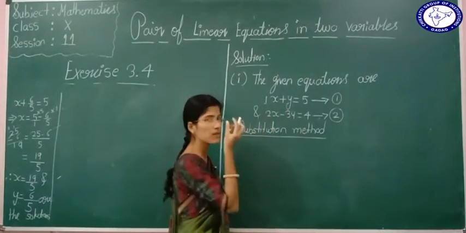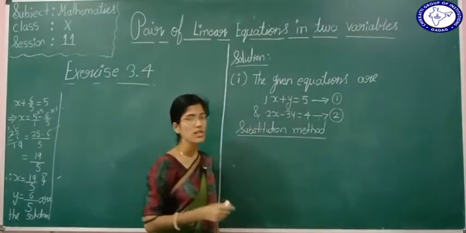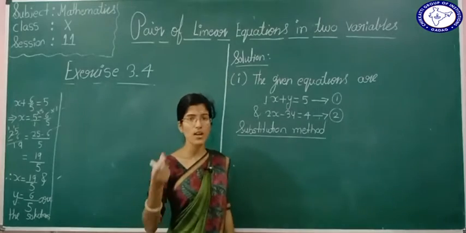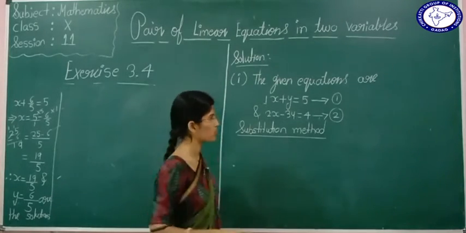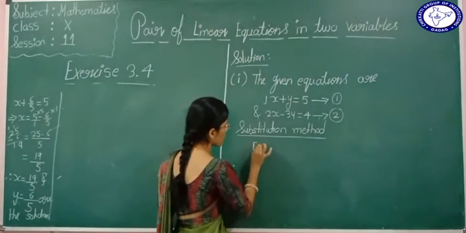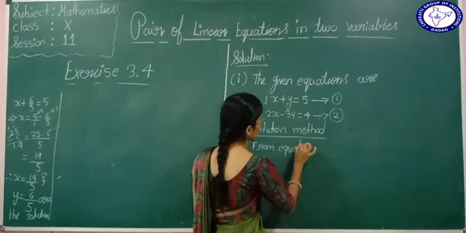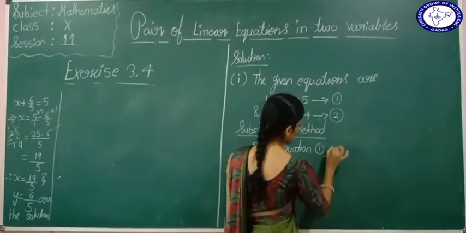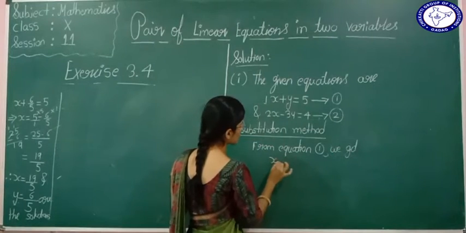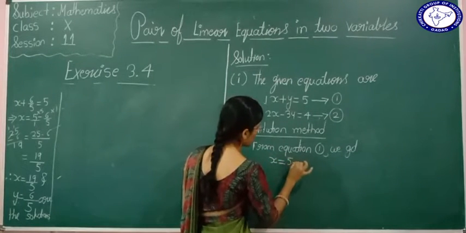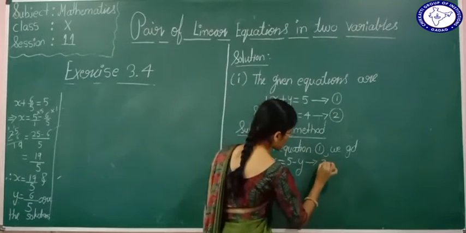Substitution means something we are going to substitute here. Yes or no? What is the first step? Substitute x in terms of y or y in terms of x. It's left to you, from equation 1 or equation 2. Now see here, from equation 1 we get x is equal to 5 minus y. Okay, call this as equation number 3.